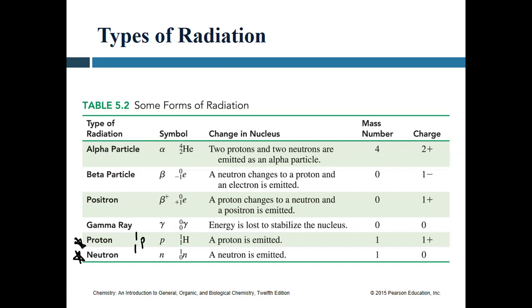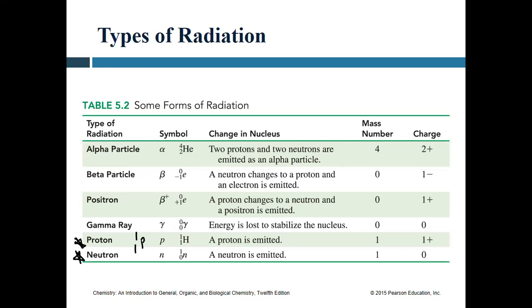The other thing that we see often is with these beta decays, whether they be beta particles or positrons, what we see inside of the nucleus is basically a switching between a proton and a neutron. So in beta decay, you see a neutron being turned into a proton. In positron emission, you see a proton being turned into a neutron.